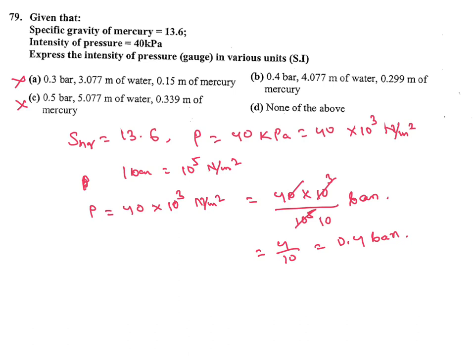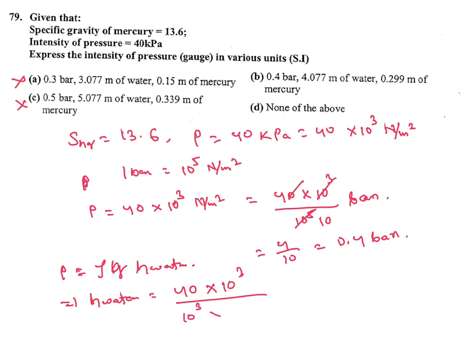Then in meter of water we have to calculate. P equal to rho g h of water. So h of water is P, 40 into 10 to the power 3, divided by density of water 10 to the power 3 into g, take approximately 10. So 4 meter of water. So this one also satisfying.